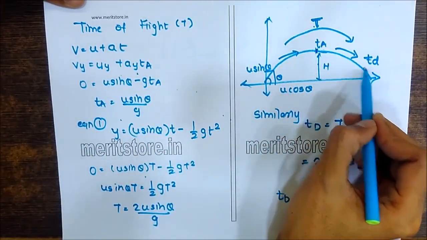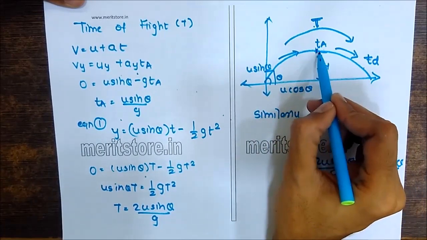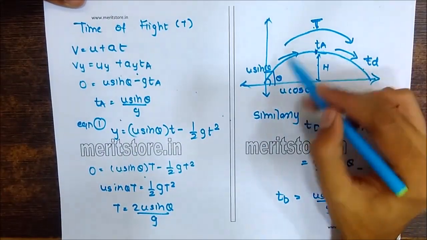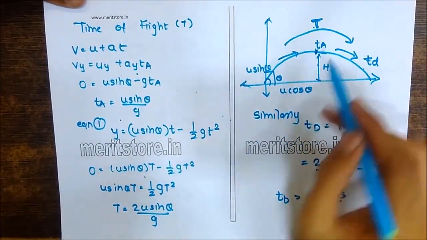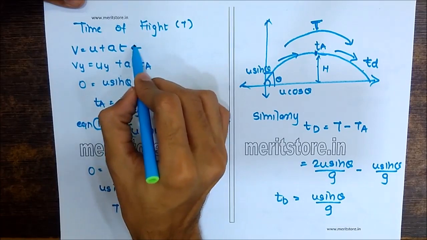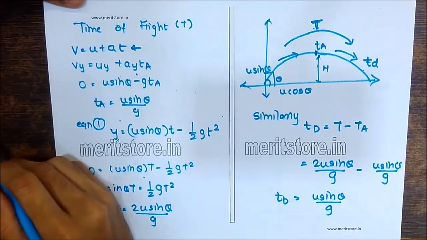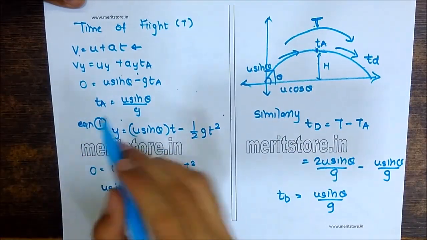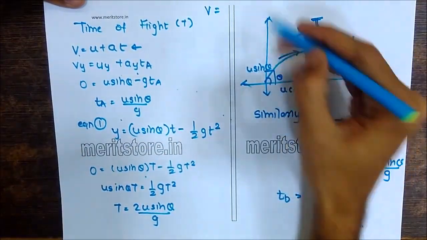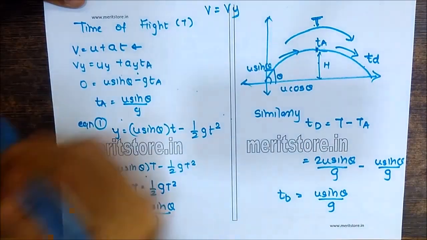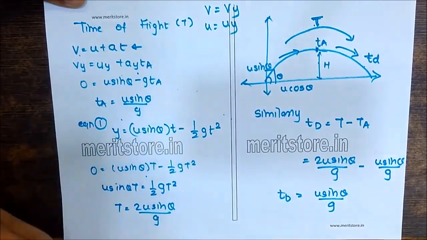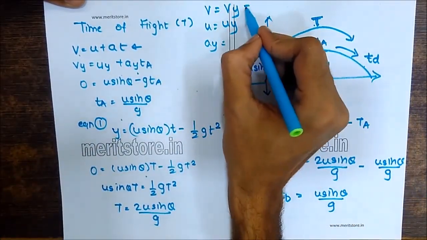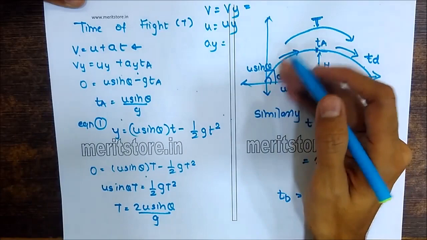And TD is the descent time, that is the time required for it to fall down. And for the total time T, we will first find the time of ascent. So we have the kinematical equation v equals u plus at. Now this is moving in the upward direction, so our velocity also goes along the y-axis. So v becomes vy, u becomes uy, and a becomes ay, that is acceleration. Now v is your final velocity, u is your initial velocity.